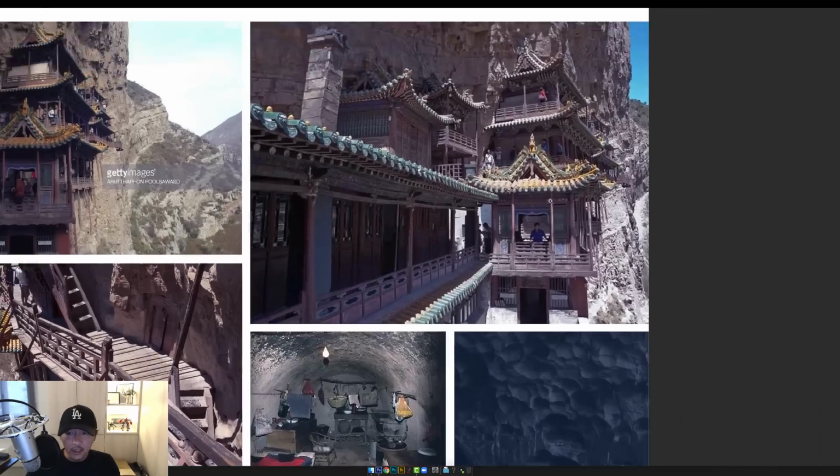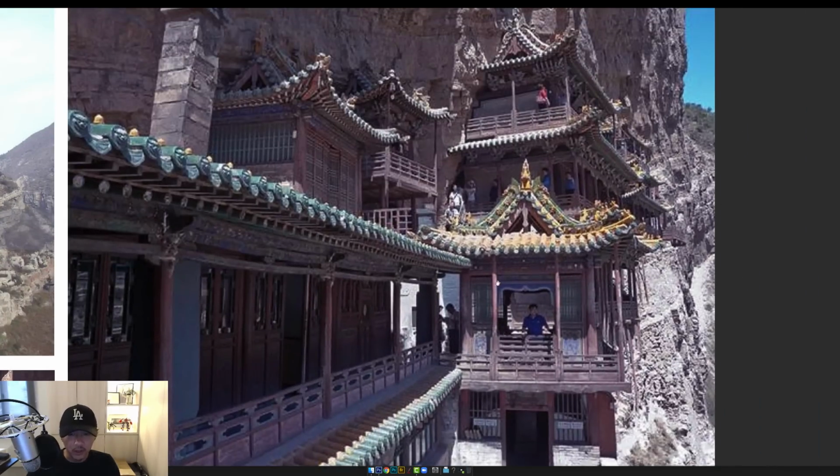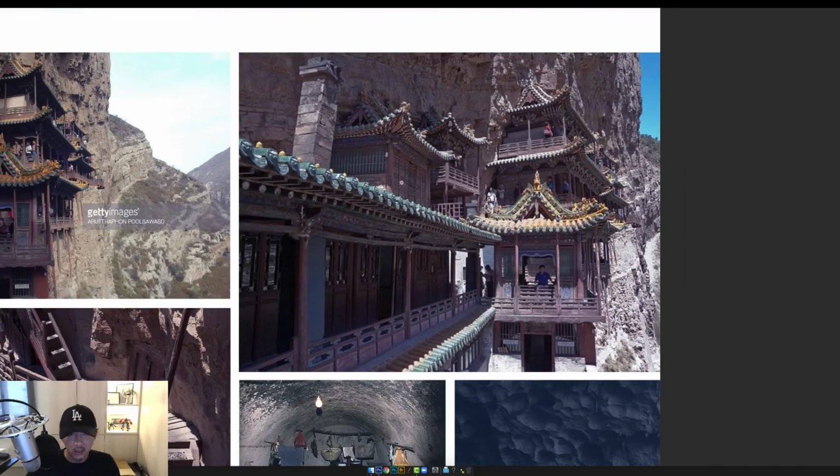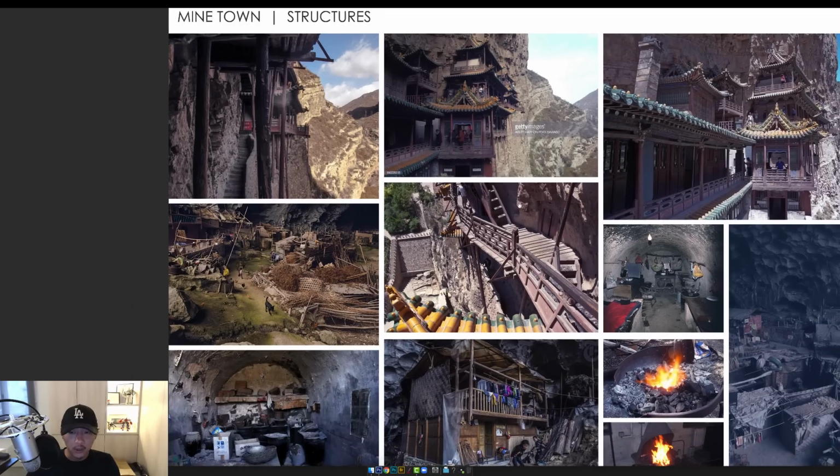These buildings, by the way, are pretty luxurious, but I'm using the architectural elements of how they hang on cliffs. I'm not going to use this styling because it's too rich. But it's all ancient China.